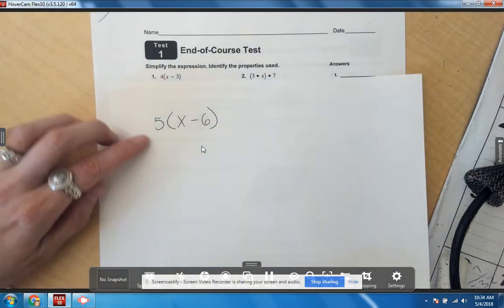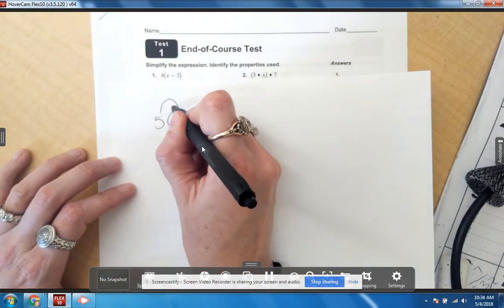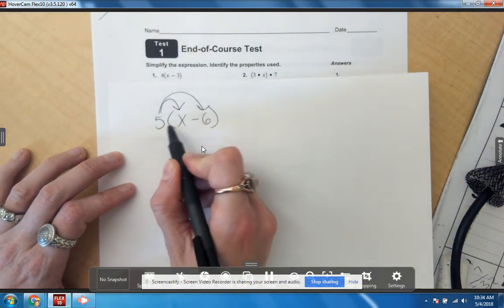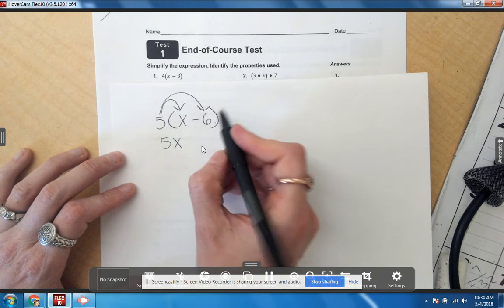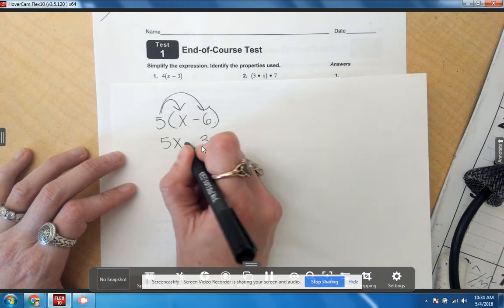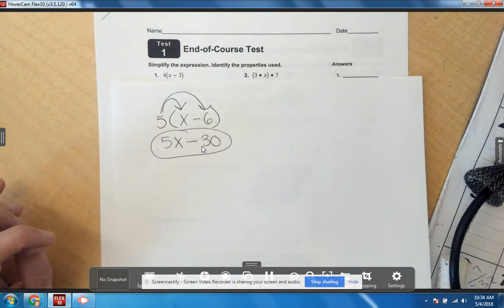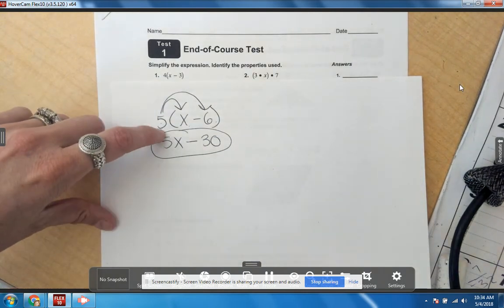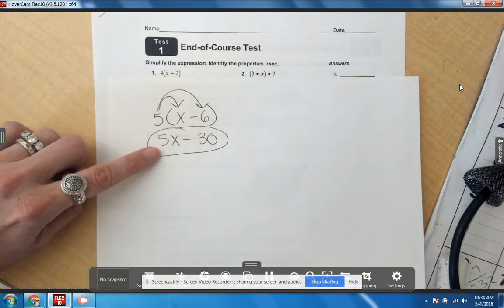Okay, so it's like the same thing, I'm just changing the numbers. What you do is you take the outside number and multiply it by everything on the inside. So 5 times x is 5x, 5 times 6 is 30, and then you just bring down the minus sign. That is your final answer. There's no more you can do from that because this is a coefficient, if you remember, to a variable, and this is a constant, so you can't combine them. So that's your final answer.